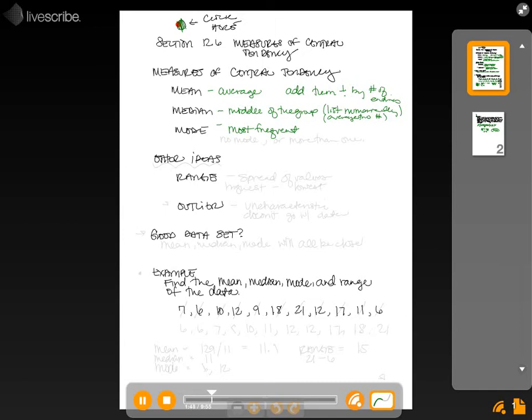The mode is the most frequent, and you can have no mode, or you can have more than one mode. It is okay for both of those. Most of the time you'll just have one, but it is possible if nothing occurs more than everything else that you have no mode, or if you have 2 numbers that happen more than everything else, you can have 2 modes. Other ideas that you're going to need to know are the range, which is the spread of values.